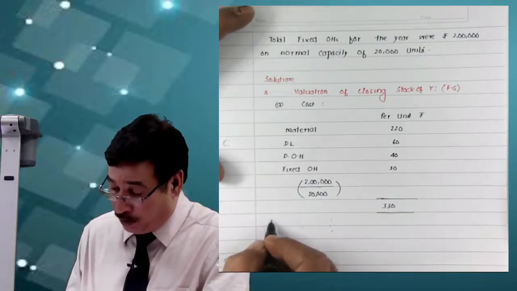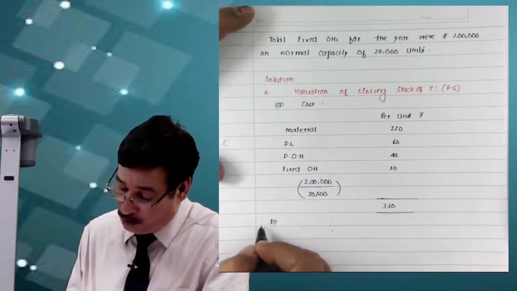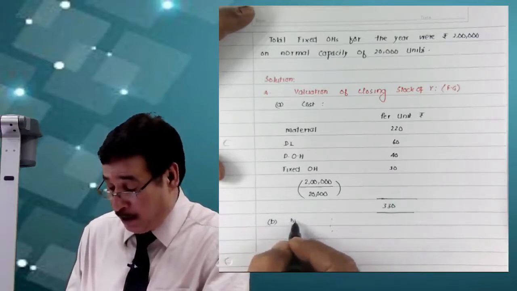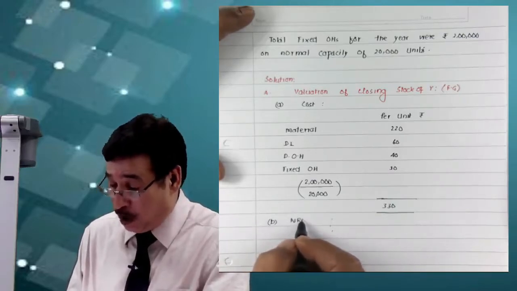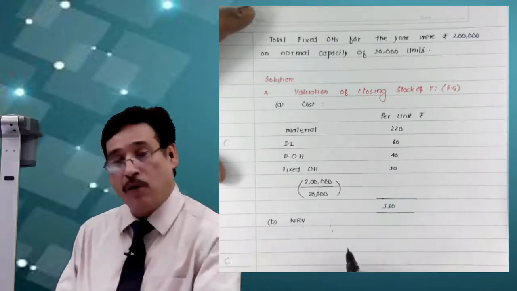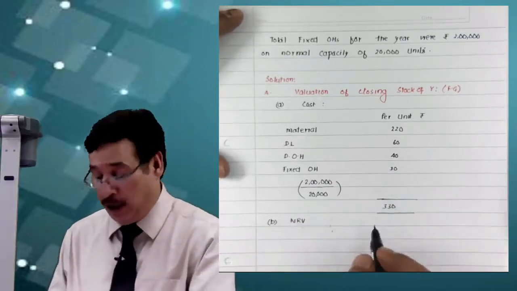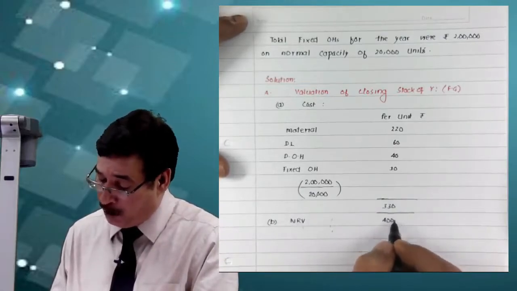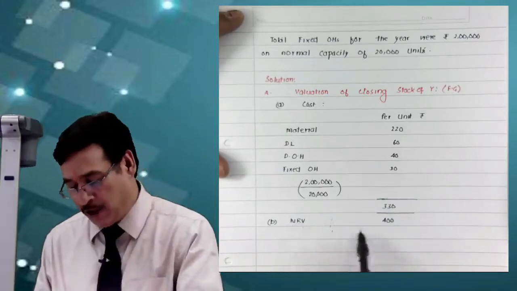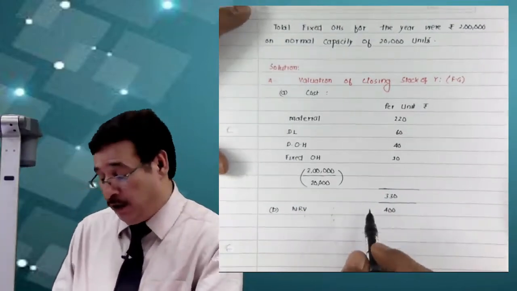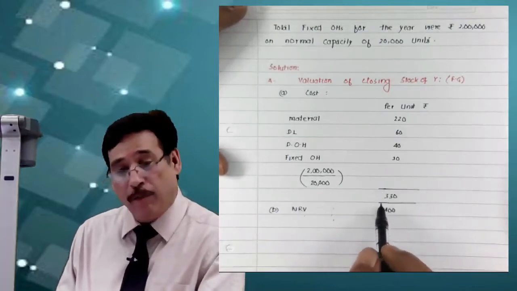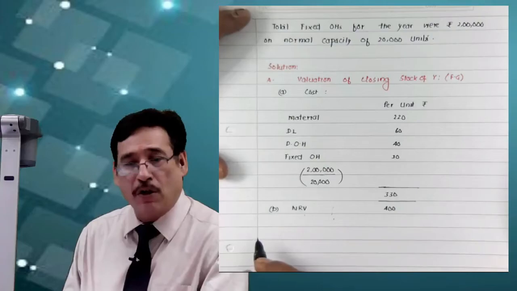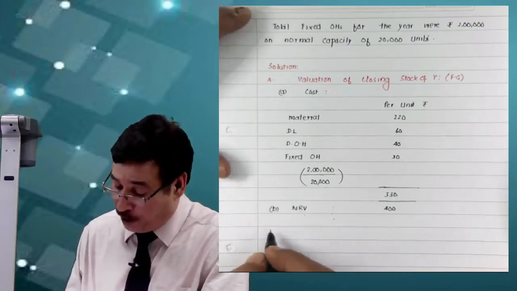Now suppose NRV is, I will write in the question itself later on. Anyway, suppose NRV is 400 per unit. This I am imaginarily taking, correct? Then I am going to take the lower value out of these two to value the closing stock of, as I said, finished product Y.